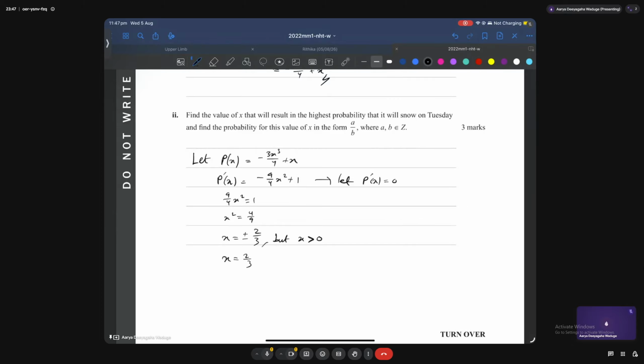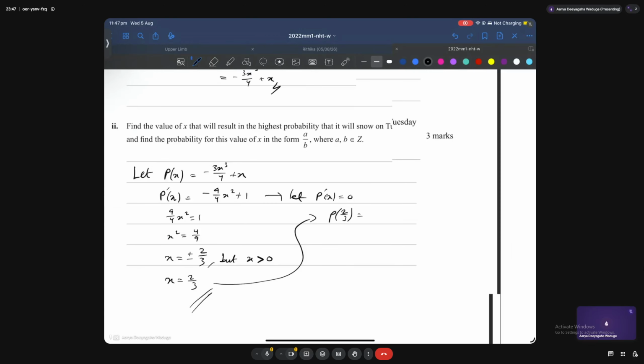Okay, so that is the value of x, and find that probability for this value of x. Yep, so we do need to sub that back in, so we're going to get p of 2/3 essentially, and we will have to figure that out.